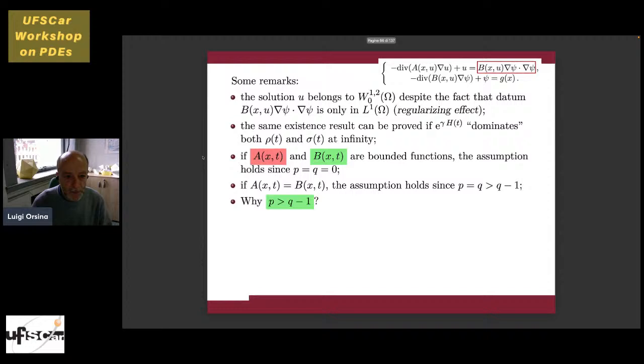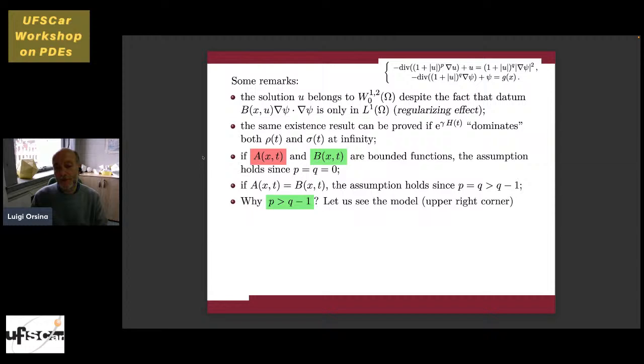And just a little remark on why p is larger than q minus 1, that I will refer to on the upper right corner of this problem. So recall the model. You have p and you have q, p in the first and q in the second. Here you have no dependence on x. So the term inside the divergence of the first equation is something like the gradient of u to the p plus 1, morally. So you have the gradient of u plus u to the p plus 1 on one side and the gradient of u to the q.